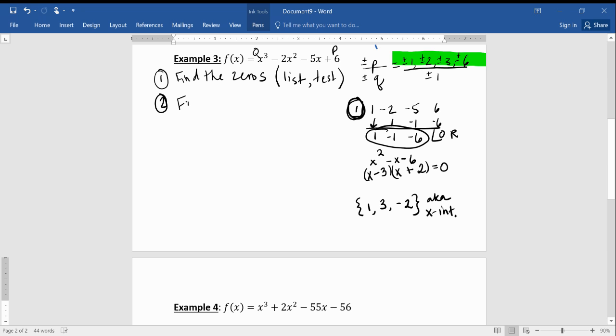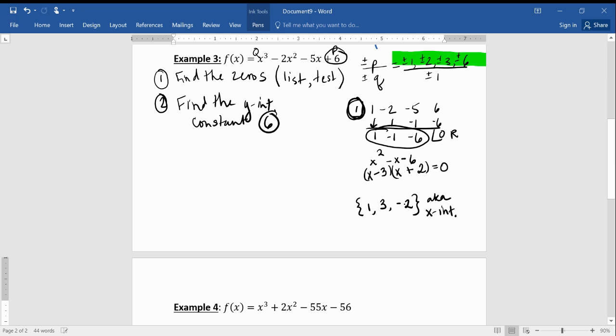Okay, so we found the x-intercepts. The next thing we want to do is find the y-intercept. How do we find the y-intercept? The y-intercept is technically where the x-coordinate is 0. So if you were to plug in a 0 for all three of these first terms, what's going to happen? You're going to be left with 6. The y-intercept in these kinds of polynomials is always going to be your constant. So the y-intercept is 6.